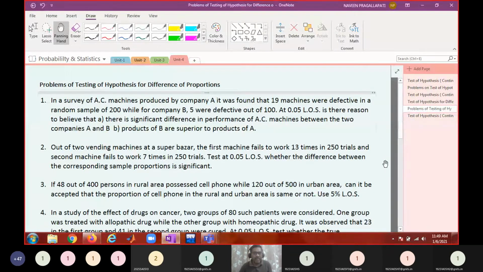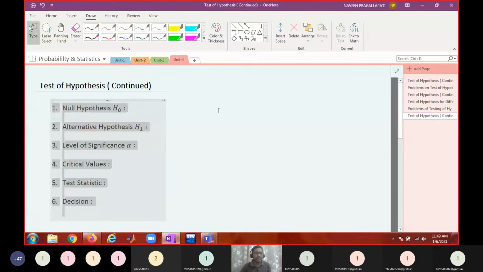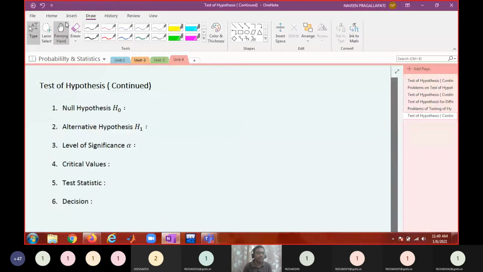So how do we write the problem? How do you frame the hypothesis? First problem. In part A, we were asked to test whether there is a significant difference or not. So we assume that there is no significant difference between the two companies' products. So how do we write this?